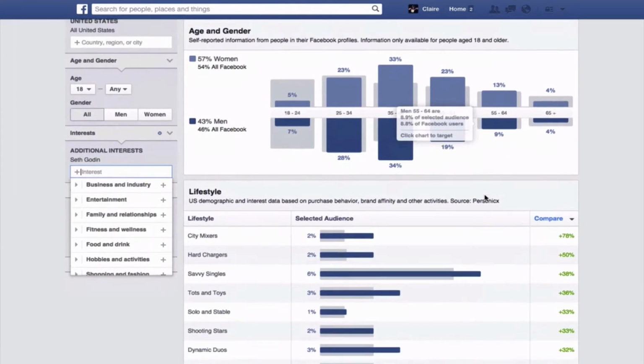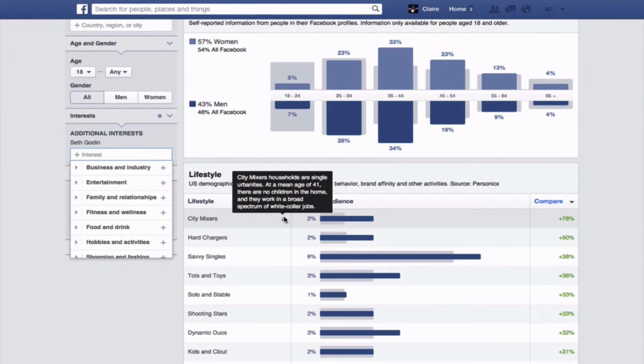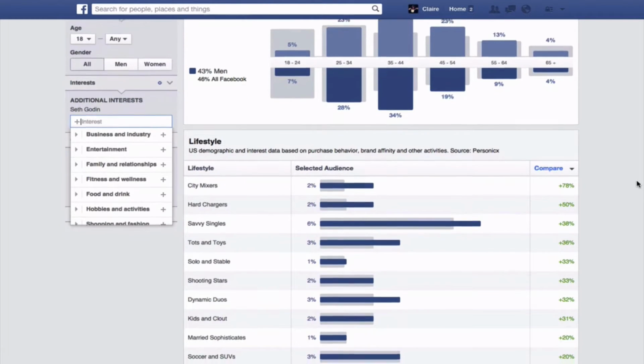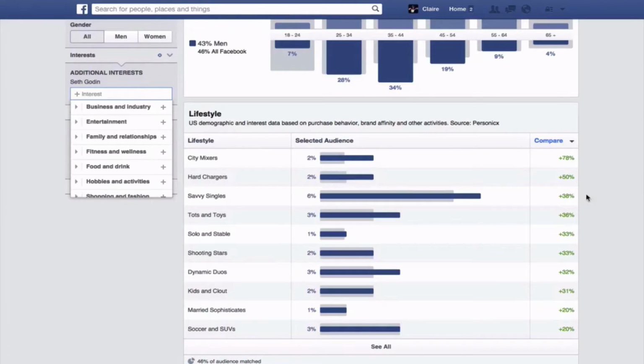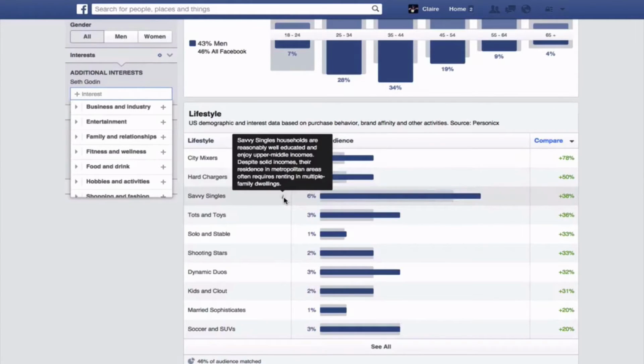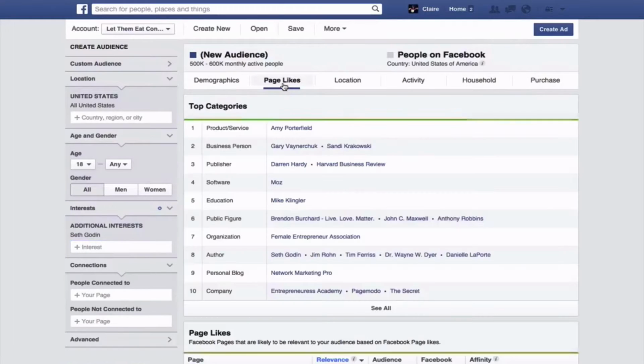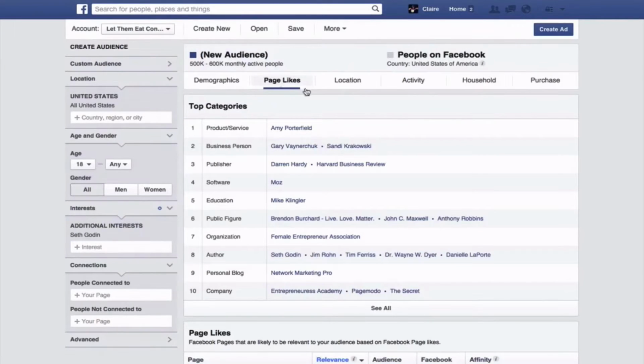And you've got a lot of demographics, and these are some funny lifestyle groups that Facebook puts together, like city mixers, who are households of single urbanites. These are really interesting to read, and I'm going to let you dive into them on your own. I guess you can see that in the case of Seth Godin, the most popular so-called lifestyle group is savvy singles that like his page. But what mostly interests us is page likes. They've split this up into categories and page likes. So the categories are, what's their product or service that most people like: business person, software, education, etc.